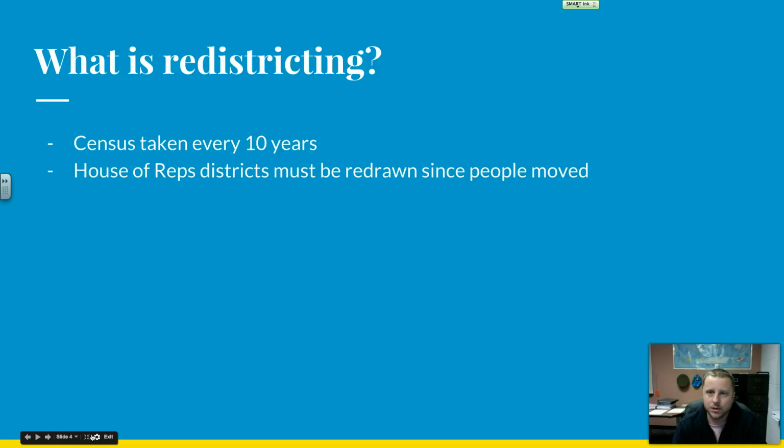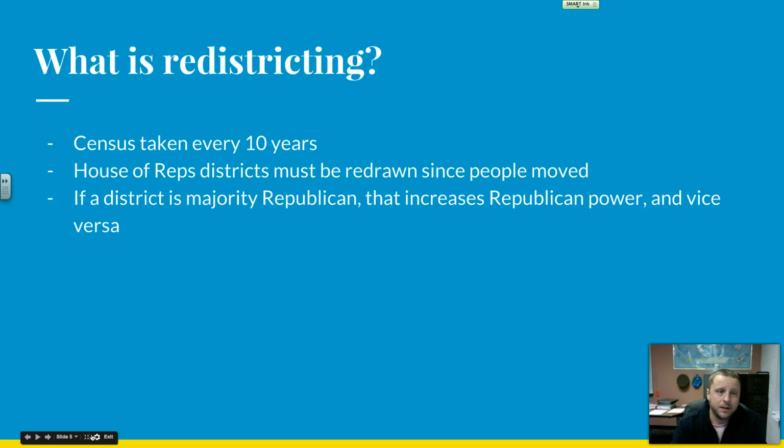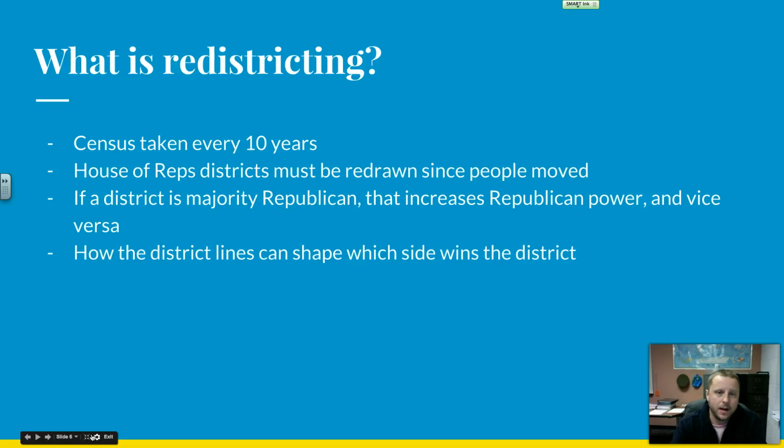People move, you have to make sure that every district has the same. You don't want one district to have 1 million, one to have 500,000. So you've got to redraw the lines. If a district is a majority Republican, that increases Republican power and vice versa. So both parties want to have control of the districts. How the district lines are drawn can shape which side wins the district. And that's what this is all about, drawing the district lines.